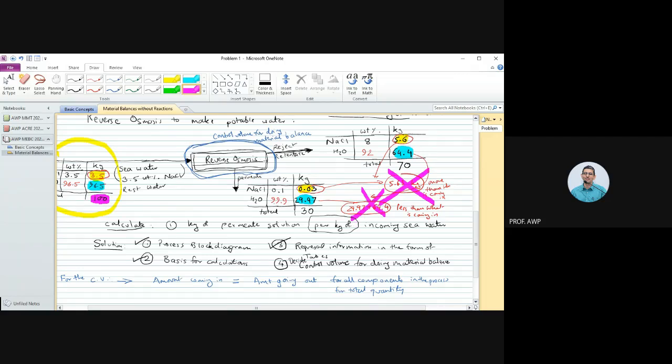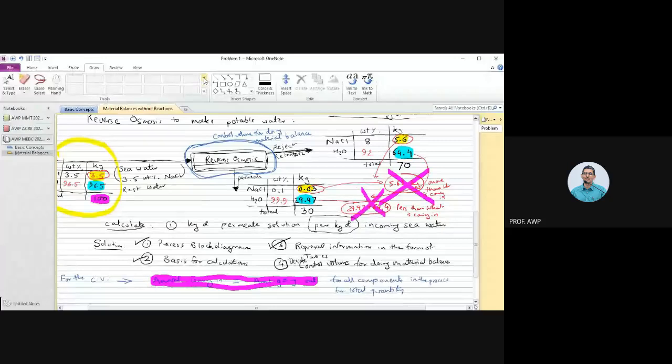Why is it not possible? Because of material balance. This material balance is getting violated for sodium chloride. It is getting violated for water. And why is that happening? It is because of the silly idiotic thing that we have done. What is the silly idiotic thing that we have done? We have assumed this 30 kgs wrongly.